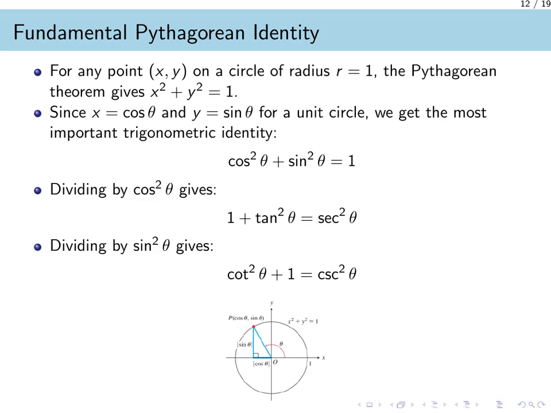From this single powerful rule, we can derive two others just by dividing. If we divide the entire identity by cosine squared of theta, we get 1 plus tangent squared of theta equals secant squared of theta. Similarly, dividing by sine squared of theta gives us cotangent squared of theta plus 1 equals cosecant squared of theta. These three identities are essential tools for simplifying trigonometric expressions.